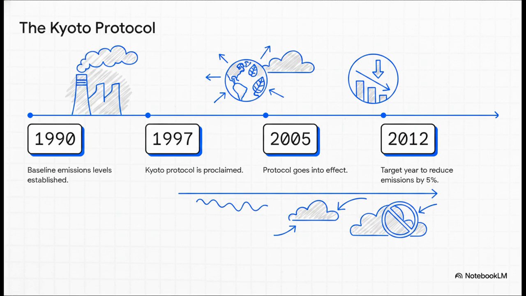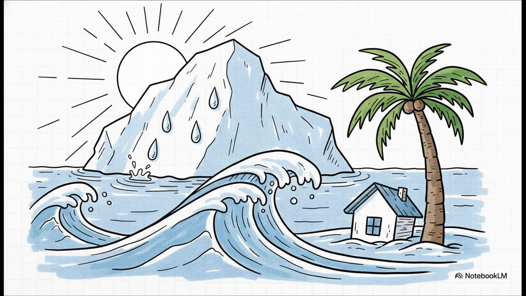The big ambitious goal? To bind 35 industrialized countries to a strict target. By the year 2012, they needed to reduce their greenhouse gas emissions to 5% less than what they were back in 1990. The sheer urgency behind treaties like Kyoto isn't just political, it's intensely physical.